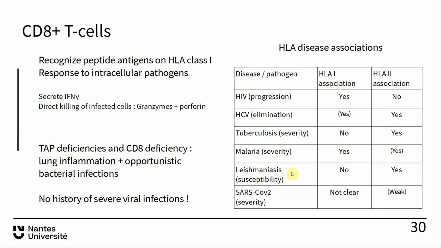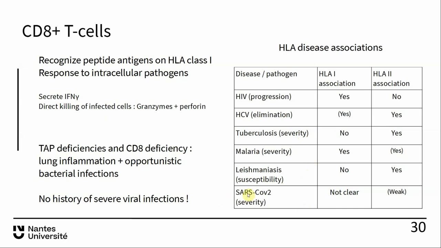For leishmaniasis, it's the opposite. So leishmaniasis is kind of being controlled by the same kind of T cell responses as tuberculosis, for example. So that's what these kind of associations are telling us, okay? What type of T cell response is really, really important for each particular pathogen.